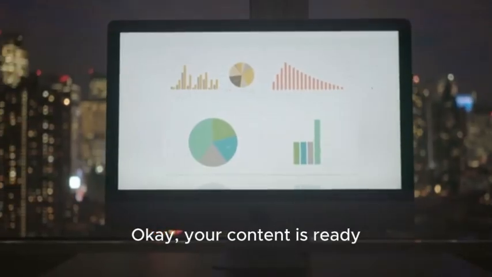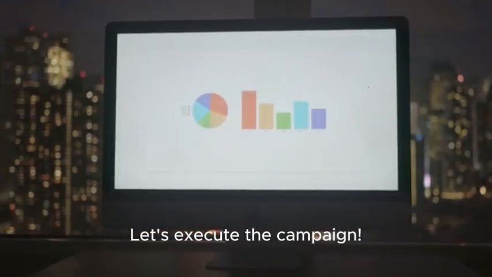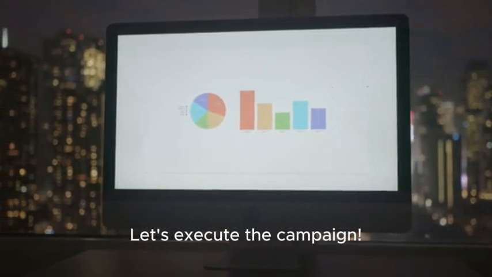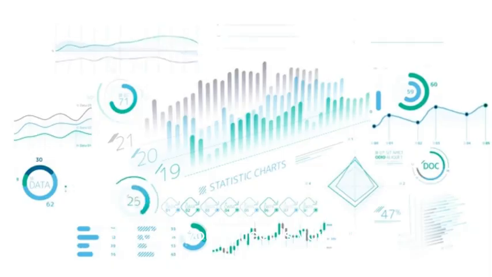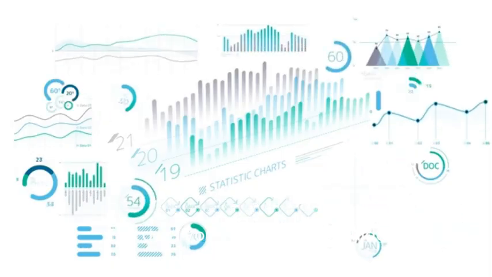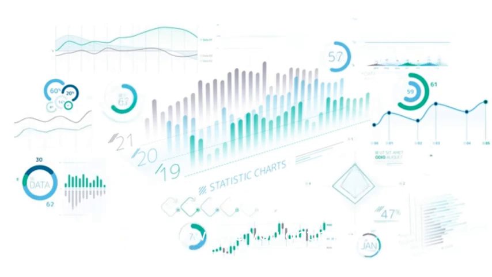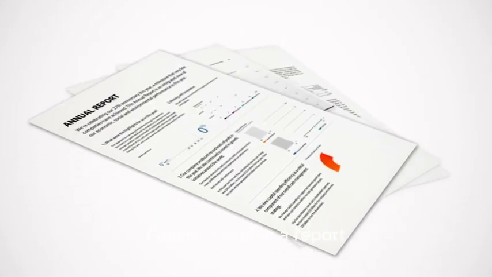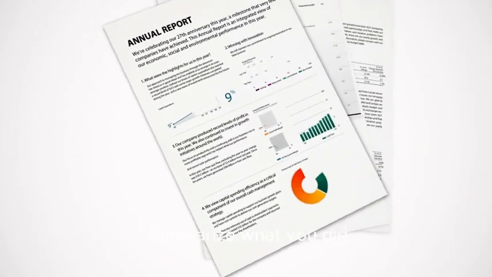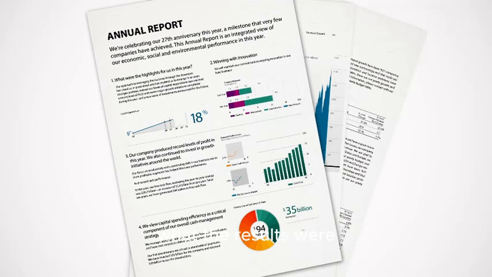Okay, your content is ready. Let's execute the campaign. This is the launch phase. The data you collect is your guide. This is where you optimize. Finally, compile a report. Summarize what you did, what the results were, and what you learned. What worked well, what didn't.